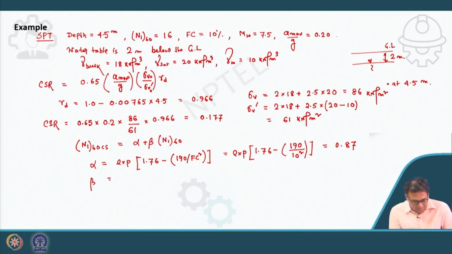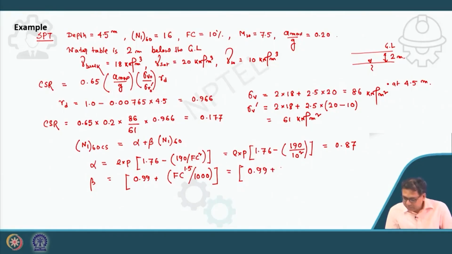Similarly, beta value is equal to 0.99 plus fines content to the power 1.5 divided by 1000. So that is 0.99 plus 10 to the power 1.5 divided by 1000. So that is 1.022.